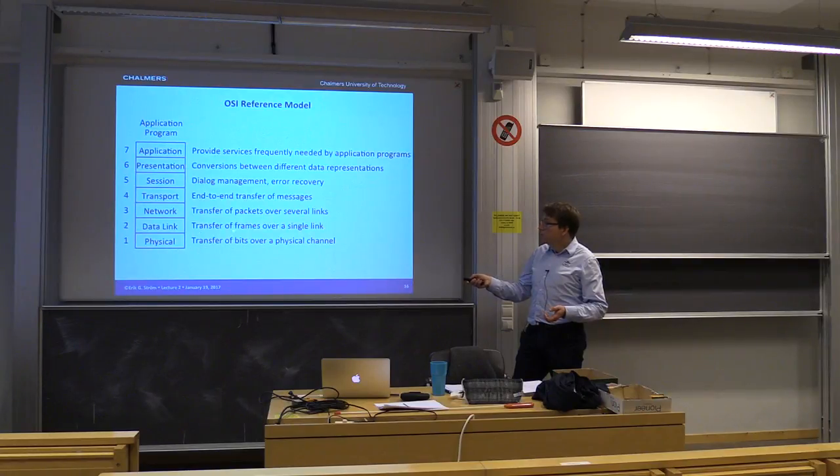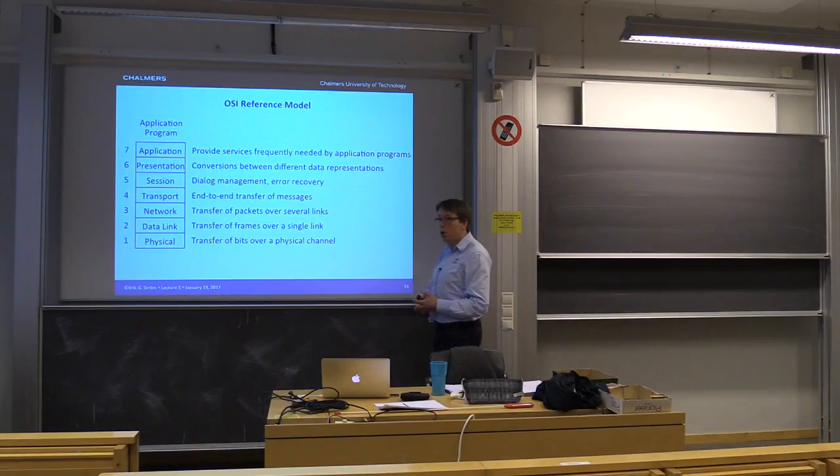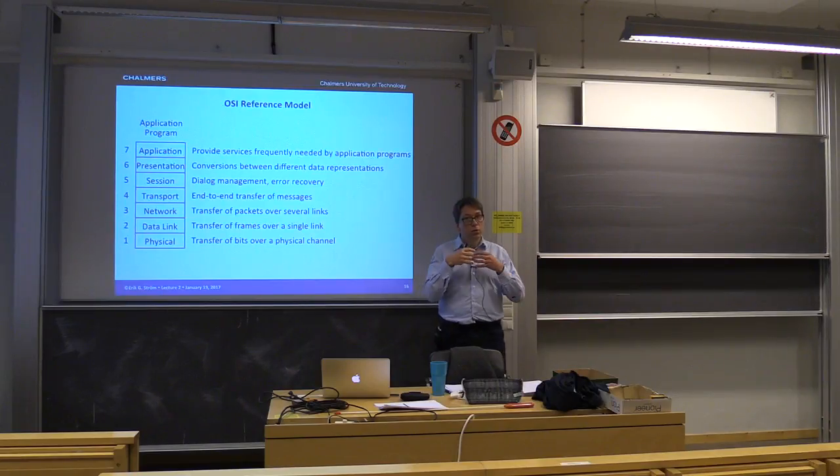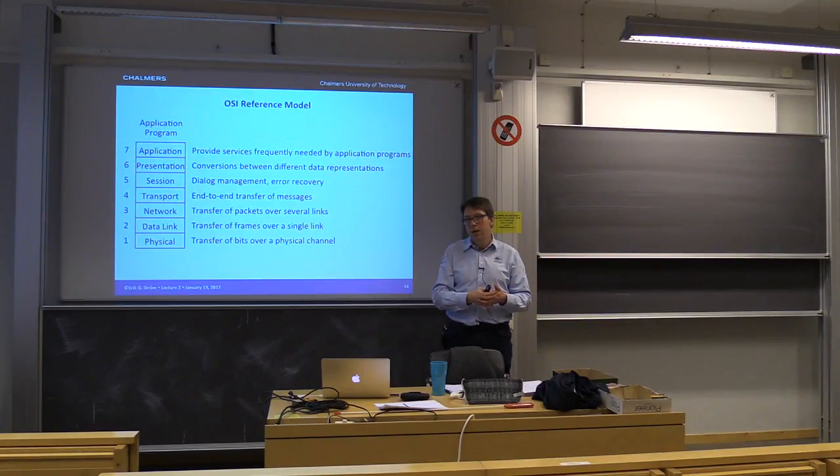And the data link layer is for transfer of data over a single link, and the physical layer is responsible for actually formatting the bits in the message into some type of electrical, optical, or radio signal that fits the medium we have at hand.